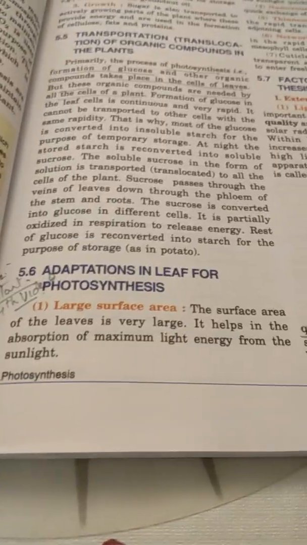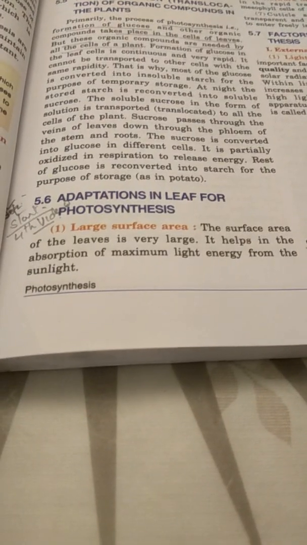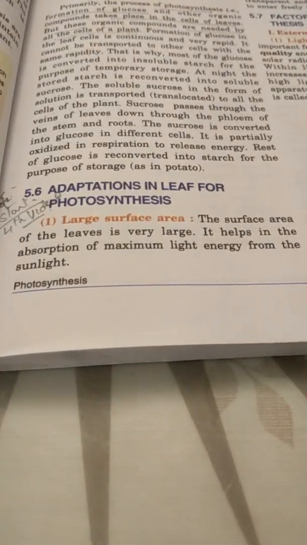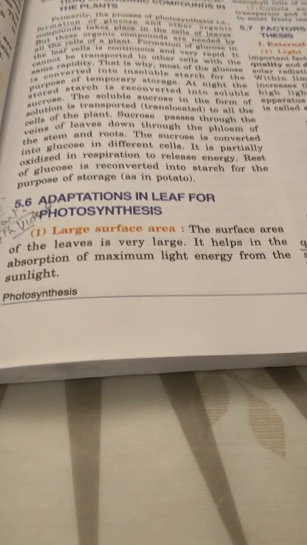Good morning, children. Today I'll be taking up the adaptations in leaf for photosynthesis. Now, how the leaves are adapted or adjusted in such a way that helps in the process of photosynthesis. The first adaptive feature is large surface area.